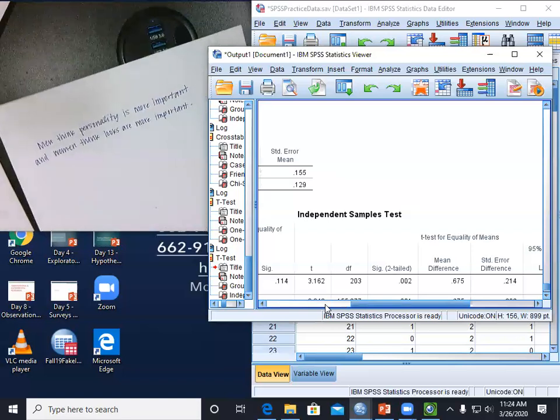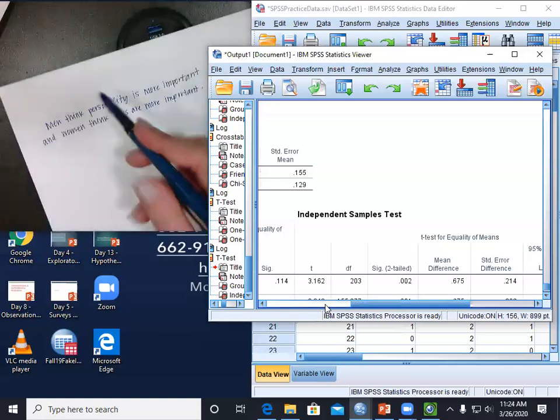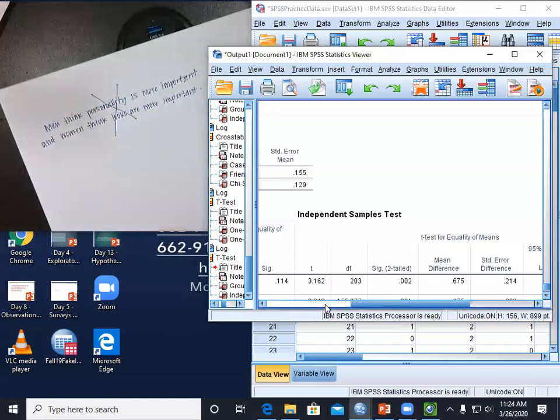Okay, somebody would raise their hand and say that this was what we should conclude from this test. Let's look at our alternative hypothesis. Our alternative hypothesis says the mean for men is not equal to the mean for women. All right, so this is not the right conclusion.